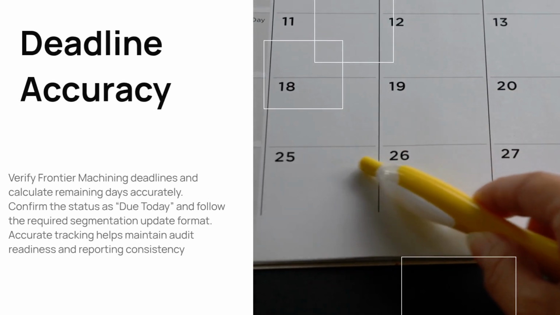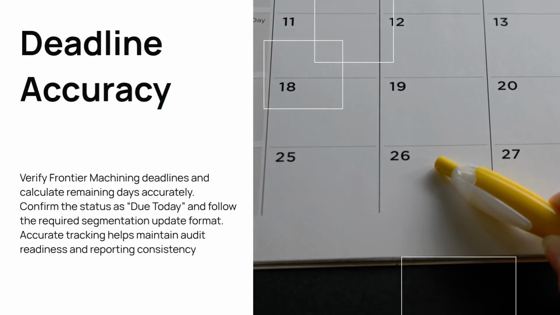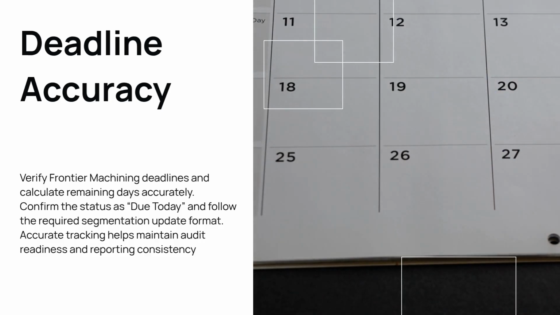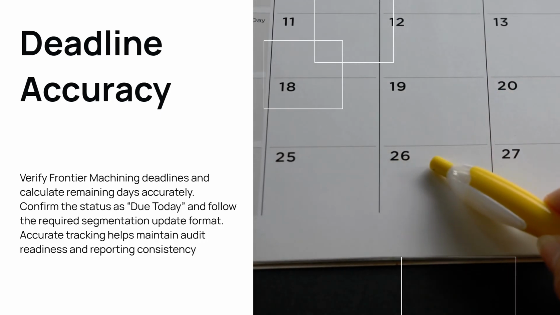Check the deadline for Frontier Machining. Calculate the remaining days accurately. Confirm the status as due today. Use the required format for segmentation updates. Accurate tracking is essential for audit readiness.